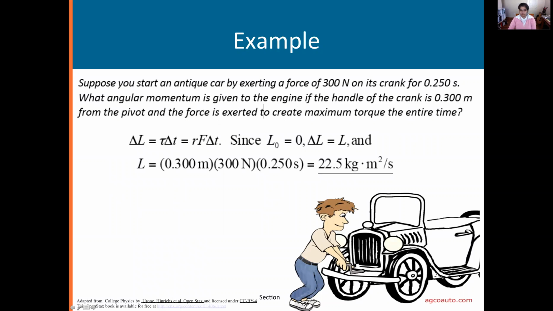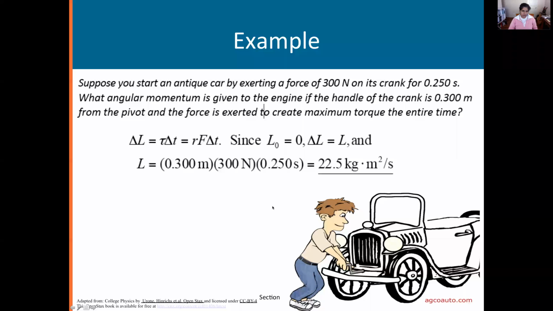Yeah? So our torque is going to be R times F, where R is the distance from the axis of rotation to the line of action of the force. So this is my force, this is my distance, R. So torque equals R times F. And we're interested in finding the angular momentum. Therefore, we need a relationship between torque and angular momentum. What was our relationship? Let's write it over here.